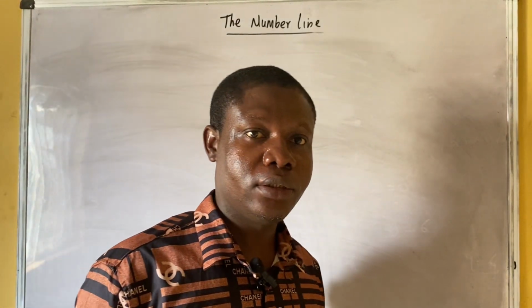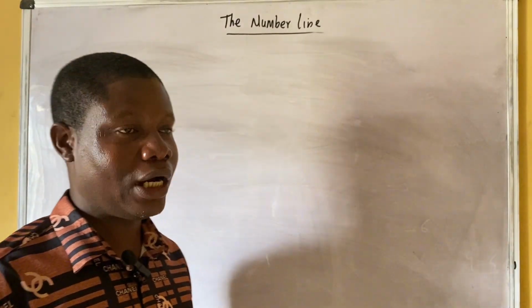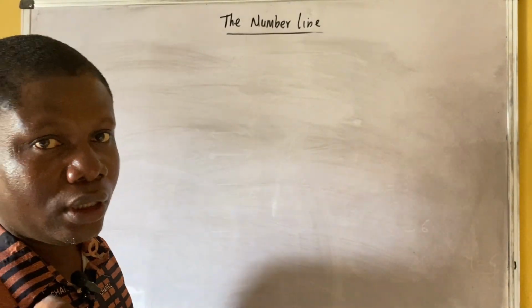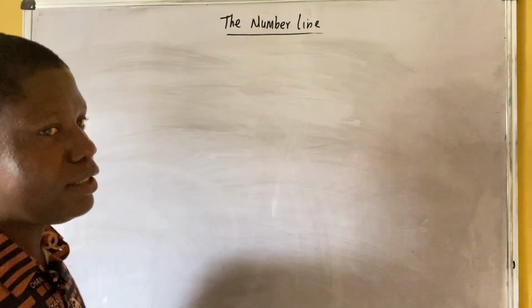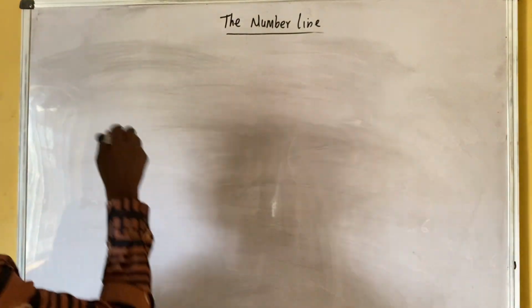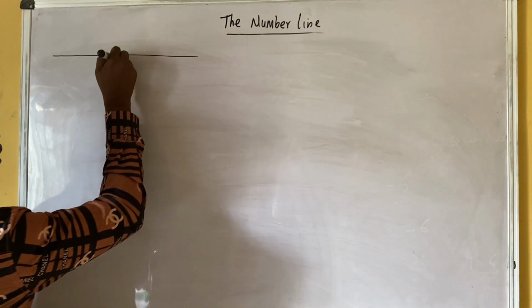So we want to look at the number line. The number line is a horizontal line with numbers at intervals, and the numbers can be zero, can be negative, can be positive, and it is used to represent linear inequality. So for a number line, we have a horizontal line, and here is 0.